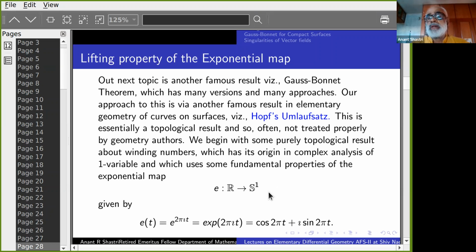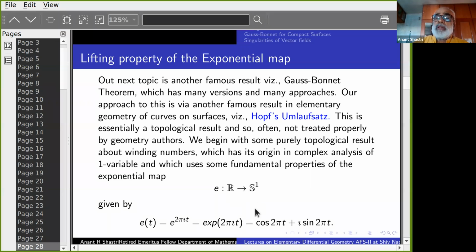Okay, so this is from R to S1. So this R is not the real line, but the imaginary axis. Look at the exponential function defined on the complex plane to itself. Okay, e going to e raised to z. Restrict it to the imaginary axis. But the imaginary axis can be identified with R.